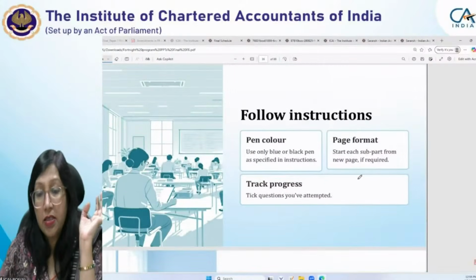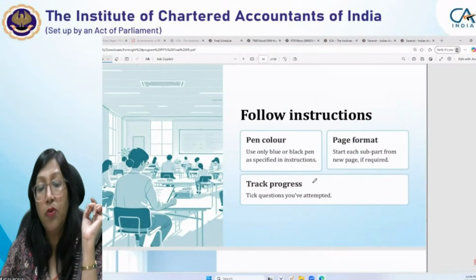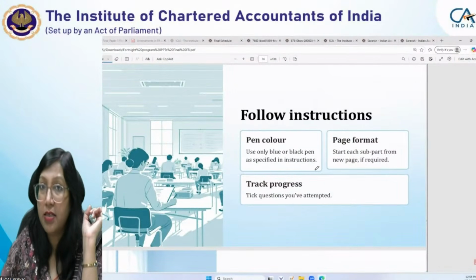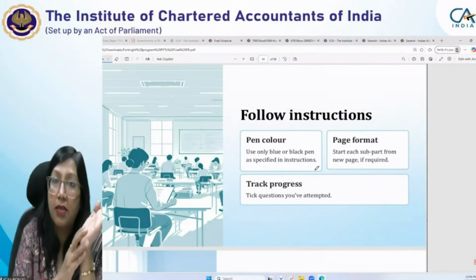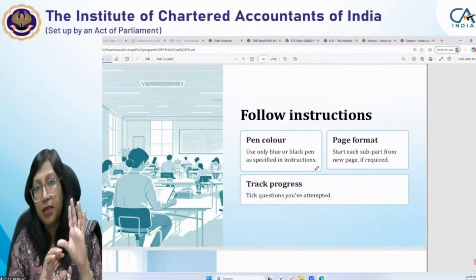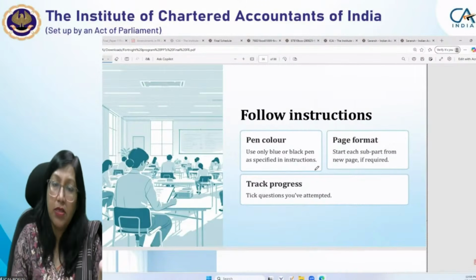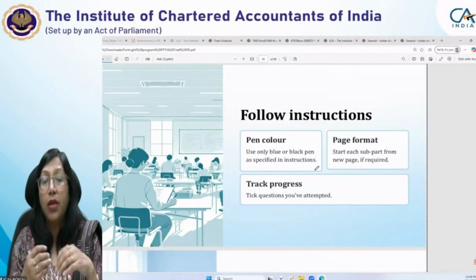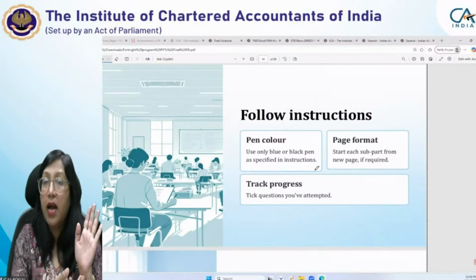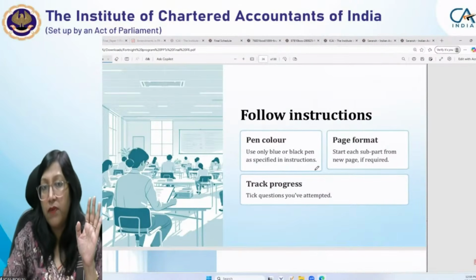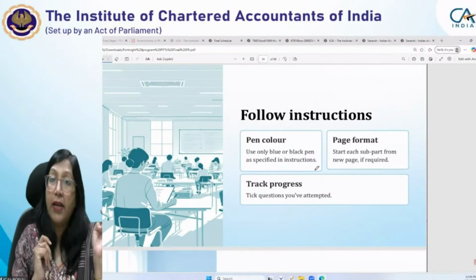Follow the instructions. Use only blue or black pen as specified in the instructions. That instruction is given at the beginning of the answer sheet. An instruction sheet is also given when you fill the examination form, and one page of instruction sheet comes with your admit card. Go through that very carefully.